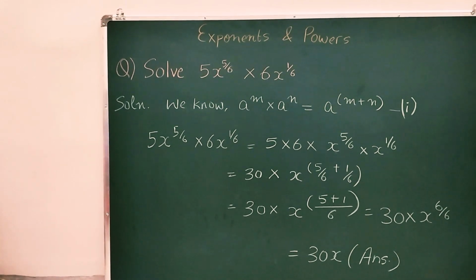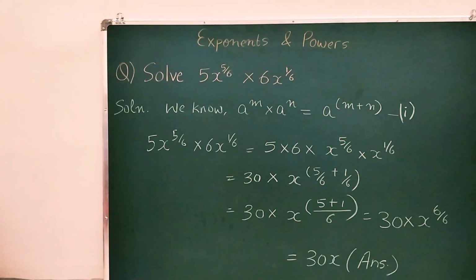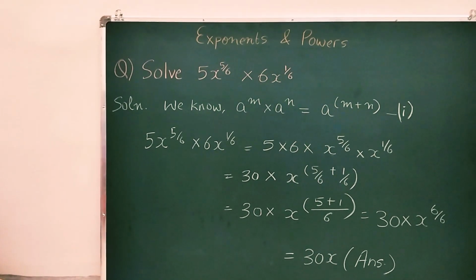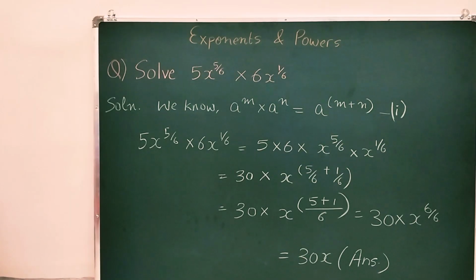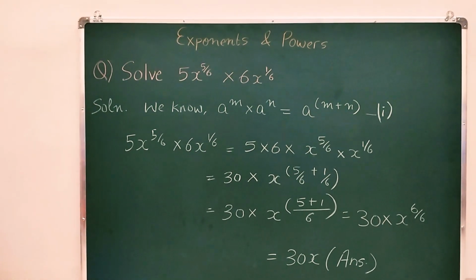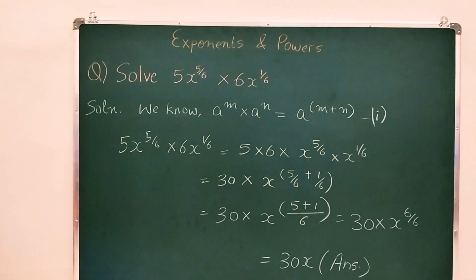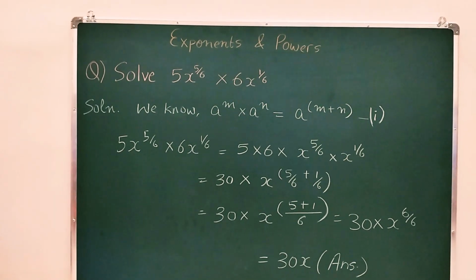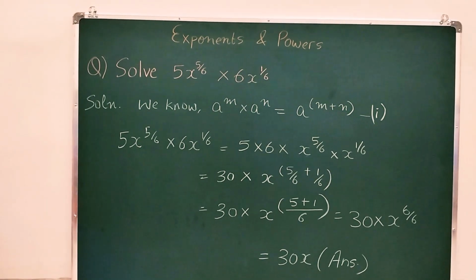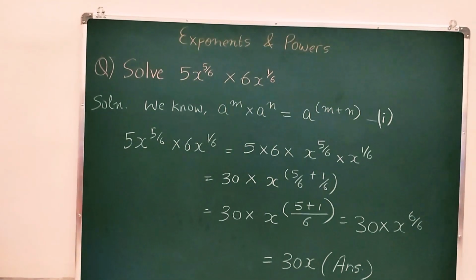The question states 5x raised to power 5 by 6 into 6x raised to power 1 by 6. How to solve it? For this, we take the constant terms on one side and the other x terms on the other side, which means we have just rearranged the order because everything is in multiplication here. So we rearrange it into 5 into 6 into x raised to power 5 by 6 into x raised to power 1 by 6. 5 into 6 becomes 30.